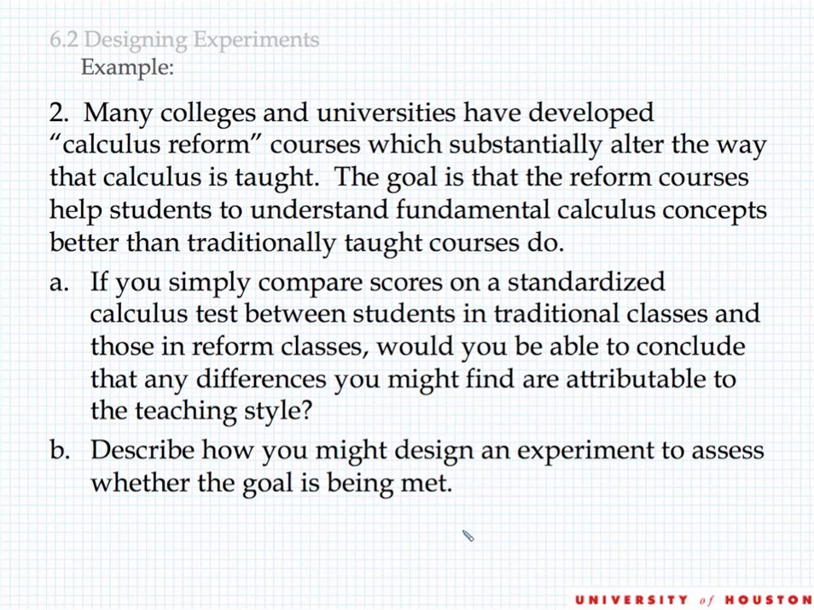Describe how you might design an experiment to assess whether the goal is being met. Well, we'd want to get groups of similar students and be able to compare those similar students with similar abilities in order to see if the outcome's being met. So probably choosing an equal number or very close to the same number of students within the same university, have teachers that have similar backgrounds, similar teaching styles, using each of the different techniques on the students, and make sure that they all have a common final exam.